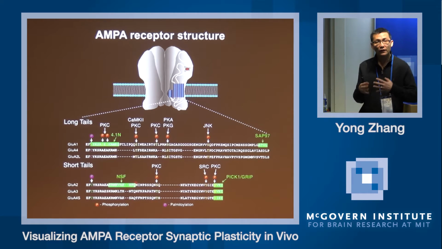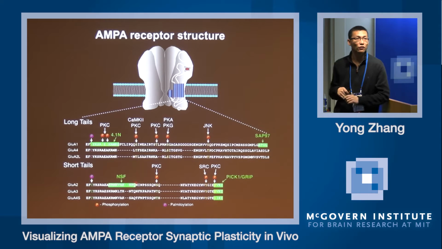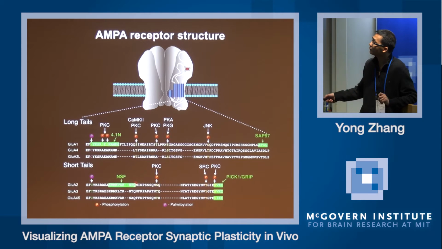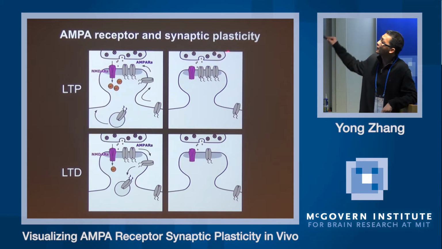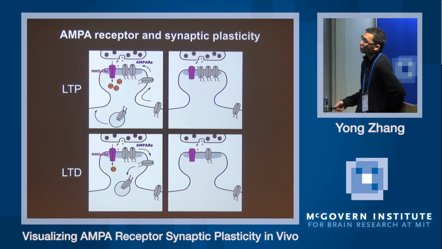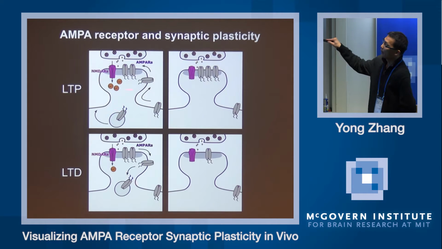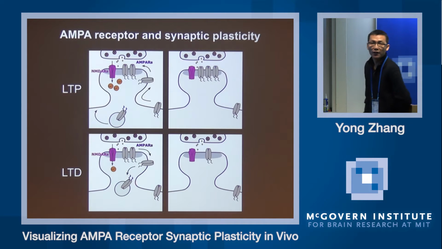The trafficking of AMPA receptors into and out of synapses is a very dynamic process. It plays an important role for synaptic plasticity and learning and memory. Here it further categorizes the importance of AMPA receptors in mediating synaptic plasticity, specifically LTP and LTD. Multiple lines of evidence have shown that the insertion or incorporation of AMPA receptors from the perisynaptic side to the synaptic side can mediate LTP, or long-term potentiation, while the removal of AMPA receptors away from the synaptic side can mediate LTD.